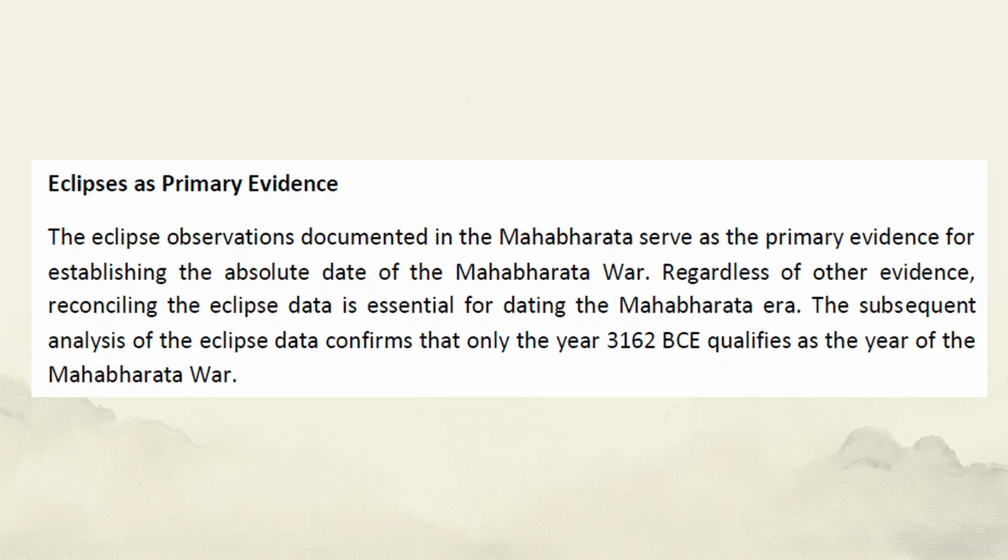serve as the primary evidence for establishing the absolute date of the Mahabharata war. Before even reading the rest of the write up here, and of course I have read it, let me just make a comment. The eclipse observations documented in the Mahabharata serve as the primary evidence for establishing the absolute date of the Mahabharata war. Well, is it a primary evidence? Of course, it is a primary evidence because it is occurring in the Mahabharata text itself. But is it the primary evidence for establishing the absolute date of the Mahabharata war? I am asserting the answer is decisively no. What is the reason? I will do another episode on this.